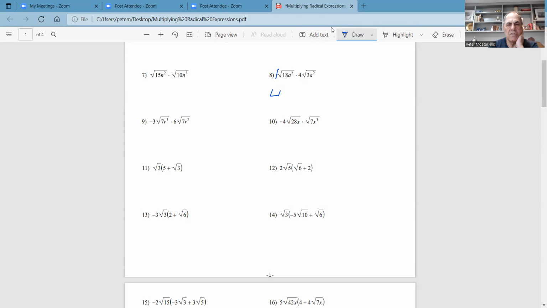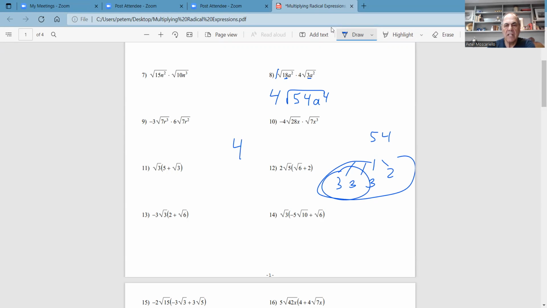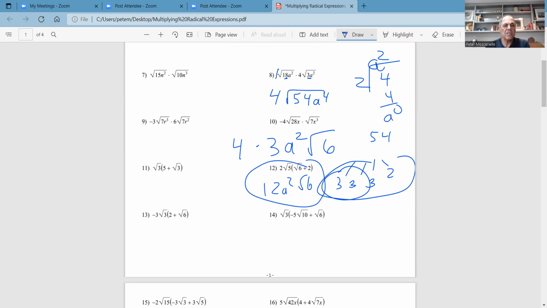Well, coefficients are 1 times 4, so 4. Then inside, 18 times 3 is 54, a to the 4th. Everyone see that? 54, a squared times a squared is a to the 4th. So then you're going to break down your 54. It's going to end up being this. Pull out a pair of 3s. So I get a 4 there, pull out a 3, and I get root 6 left inside. Then your a to the 4th, you take the exponent, divide. No a's on the inside, 12a squared root 6 is it. So that's how you do ones like number 7 and 9.